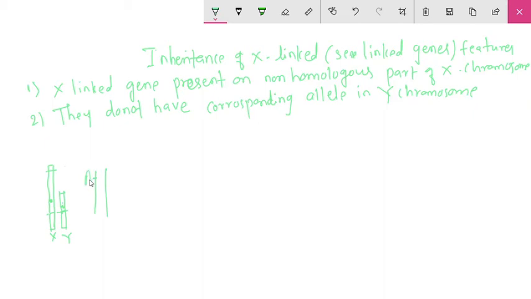So here is the capital A, this gene, and it has its allele, another allele of the gene. It is on the second homologous chromosome. Okay. So this A, it has the small a as the corresponding allele.